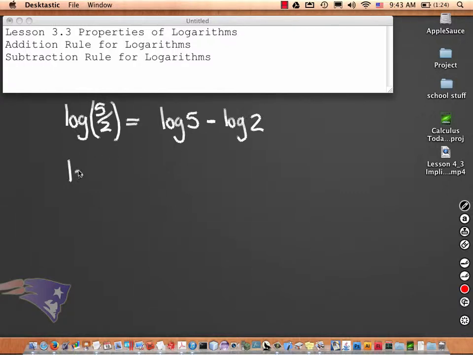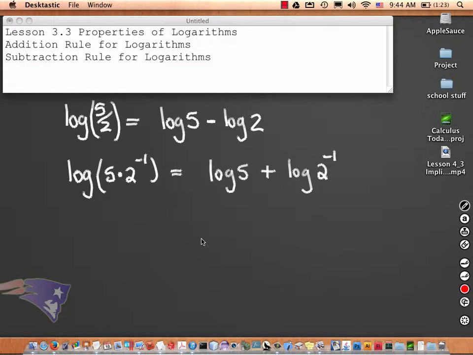Can I take the logarithm of 5/2 and write it as 5 times 2 to the negative 1? Why not? Because it would be 5 times 1/2. That's exactly right. It would be 5 times 1/2. But isn't that 5/2? Yeah. So yes, I could do that. Now, if I use my addition rule right here, this would become what? Log of 5 plus log of 2 to the negative 1.